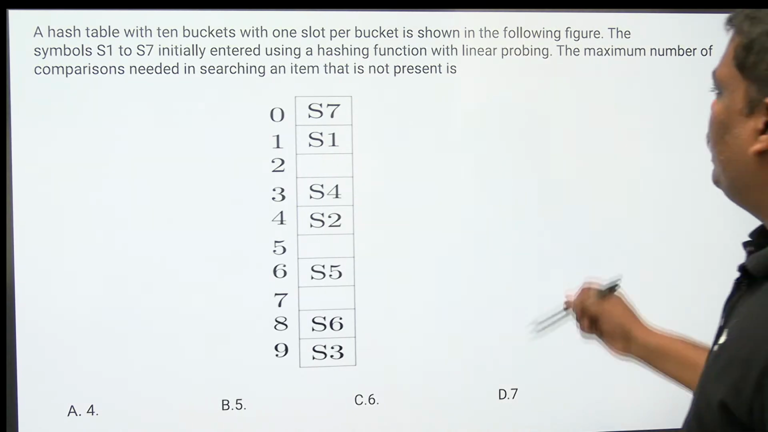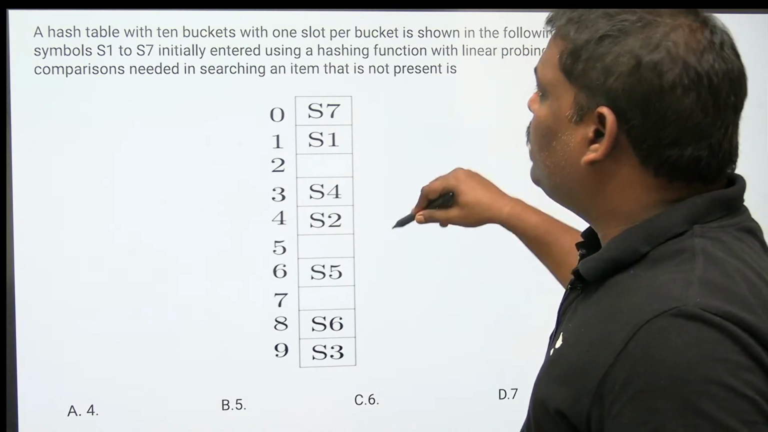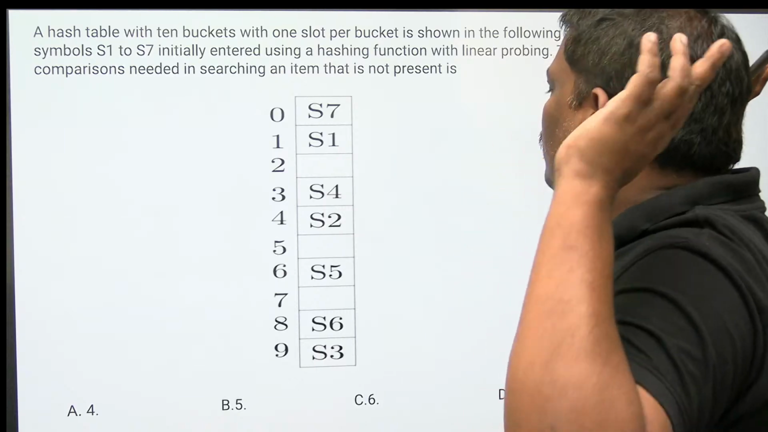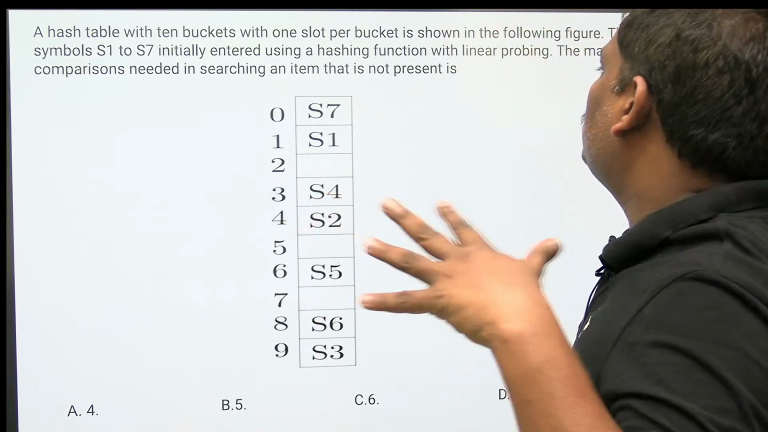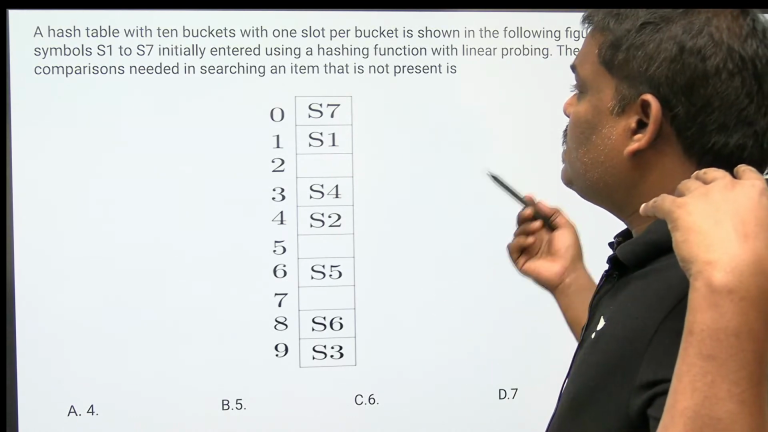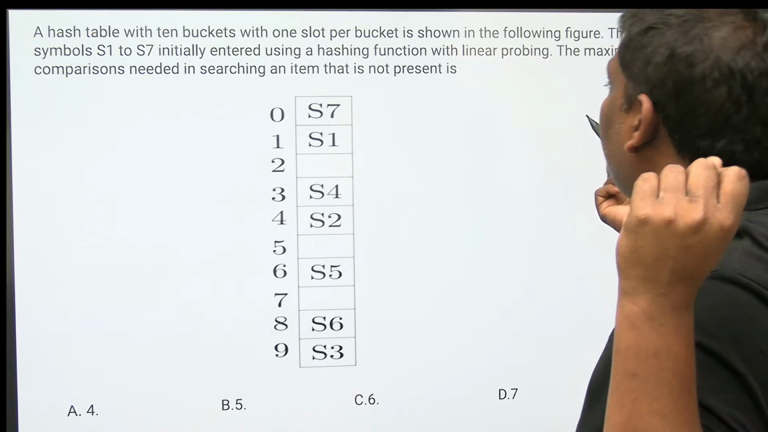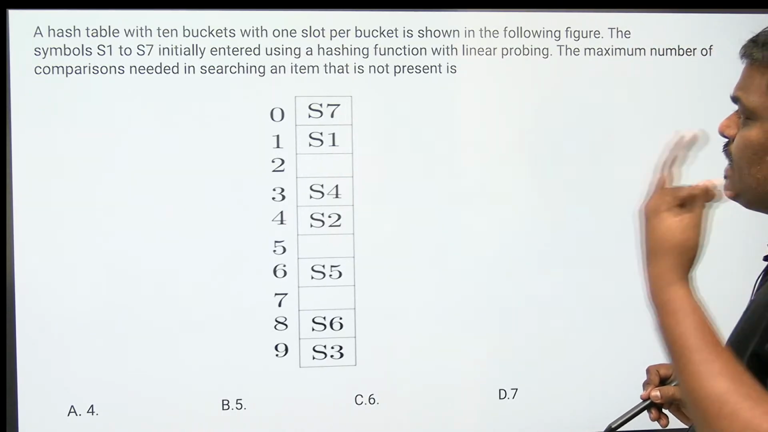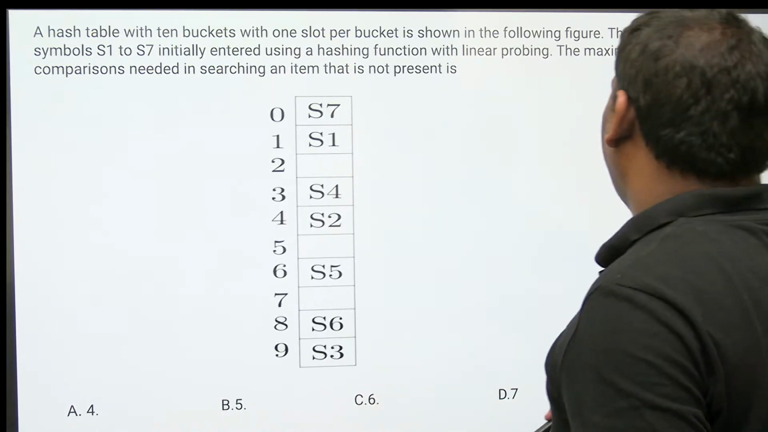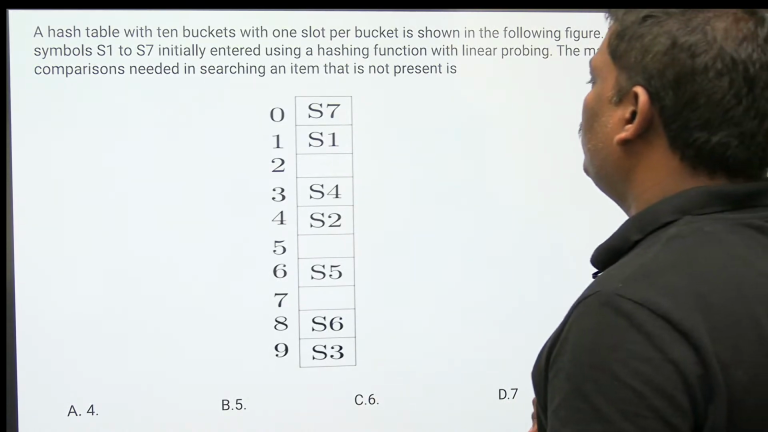So what is the answer? The hash function is also not given. Listen, the hash function is not given. A hash table with 10 buckets with 1 slot per bucket is shown in the following figure. The symbols S1 to S7 were initially entered using the hash function with linear probing. You didn't give what the hash function is. The maximum number of comparisons needed in searching for an item that is not present.